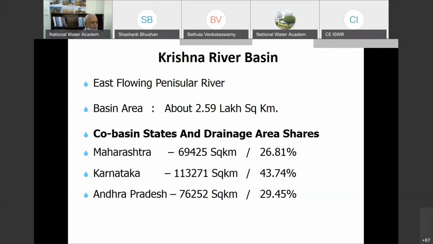So with this background, now we will look into the tribunal's decision and what inputs were given before the tribunal. The entire Krishna River basin is an east flowing basin in peninsular India, having a catchment area of 2.59 lakh square kilometers. It is about 99,000 square miles. In the report, you will find most of the figures in square miles and acres, as the FPS system was adopted at that time.